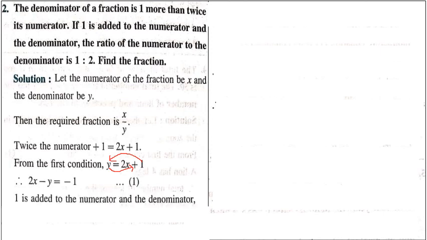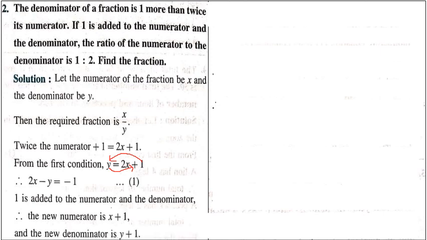1 is added to the numerator and denominator. So that means x upon y is a fraction. So it will be x plus 1 over y plus 1. So the new numerator will be x plus 1 and denominator will be y plus 1. So the ratio will be what? x plus 1 divided by y plus 1 is equal to 1:2. So that is 1 upon 2.